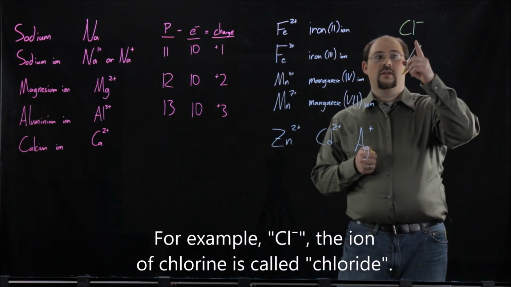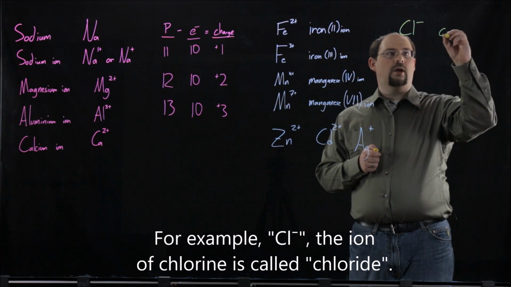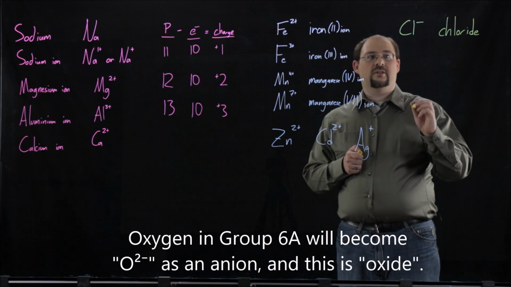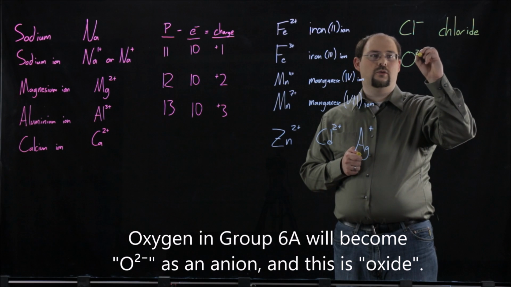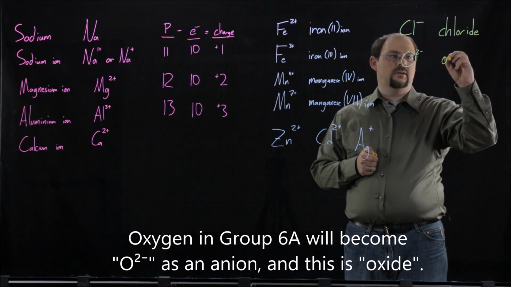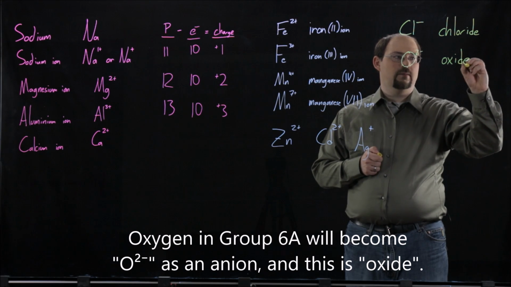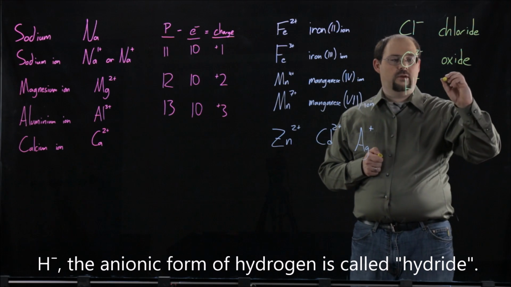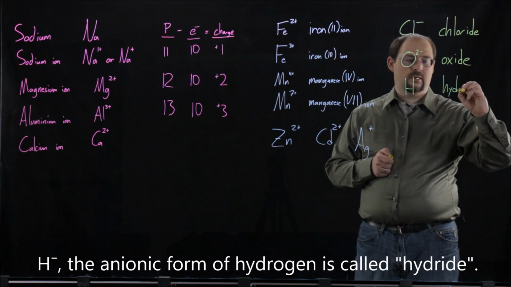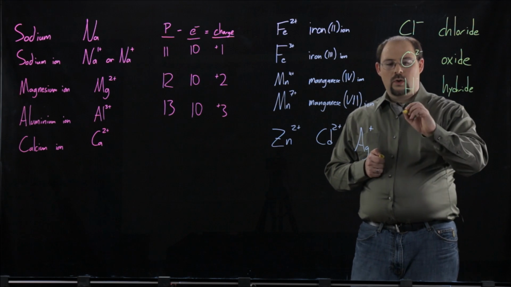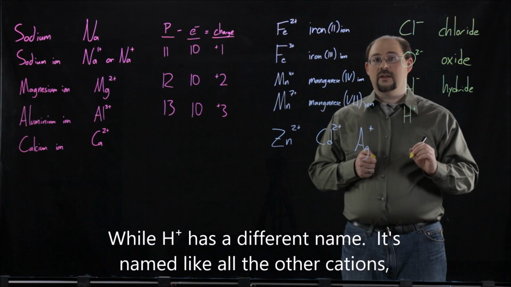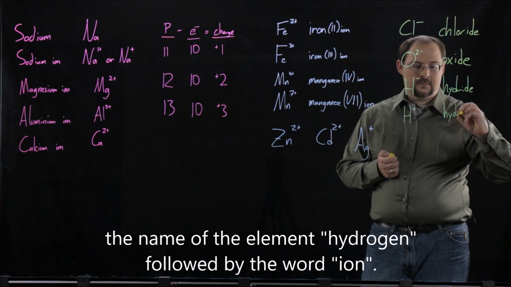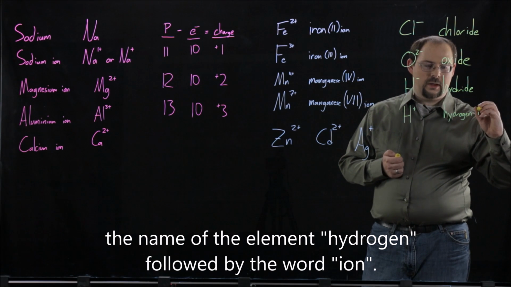For example, Cl-, the ion of chlorine, is called chloride. Oxygen in group 6A will become O2- as an anion, and this is oxide. H-, the anionic form of hydrogen, is called hydride, while H+ has a different name. It's named like all the other cations, the name of the element, hydrogen, followed by the word ion.